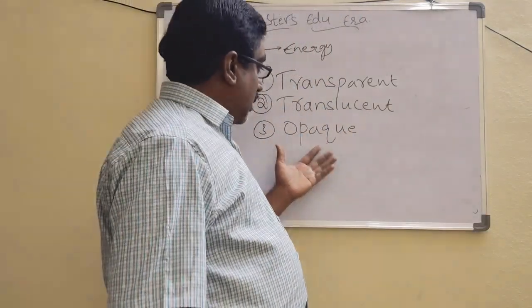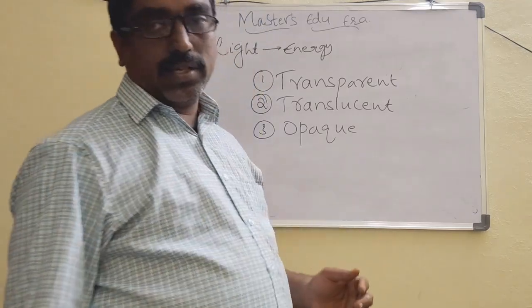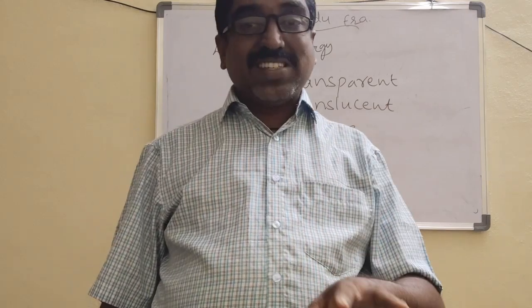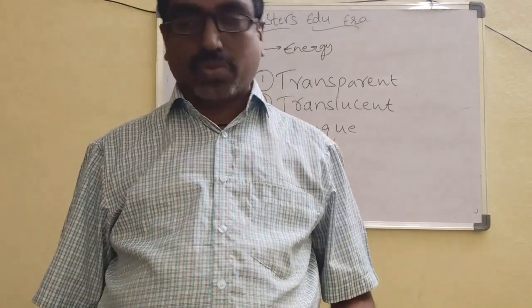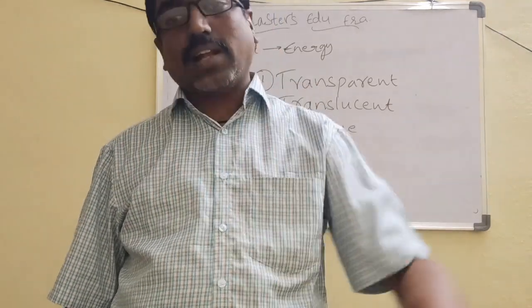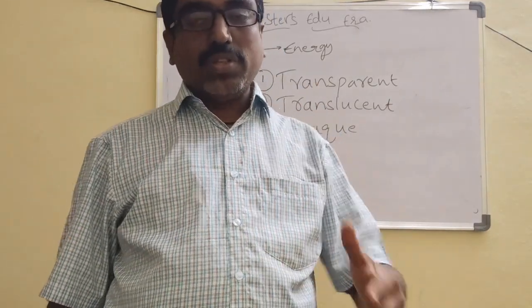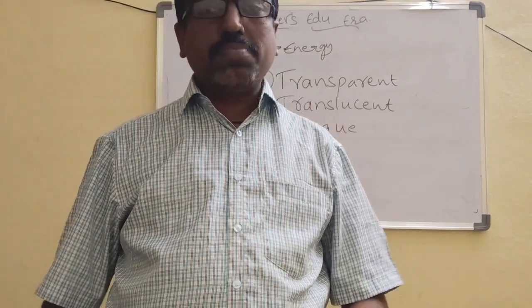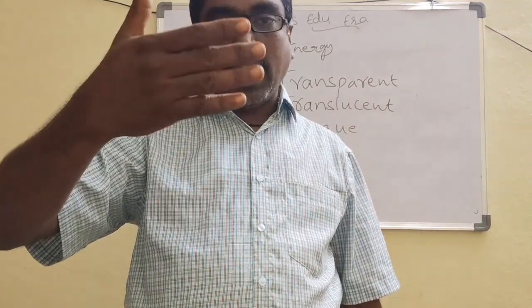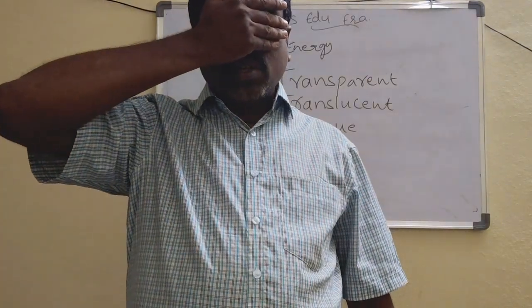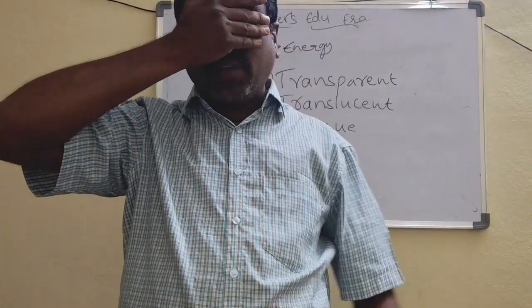And the next one, the final one, is opaque. An opaque object is an object which doesn't allow light to pass through it. Instead of allowing the light to pass through, it reflects the light. Due to this reflecting property of opaque objects, you can't see the objects which are in front of you. As I said, that is my hand. I kept my hand instead of the lens, so I can't see what is in front of me.